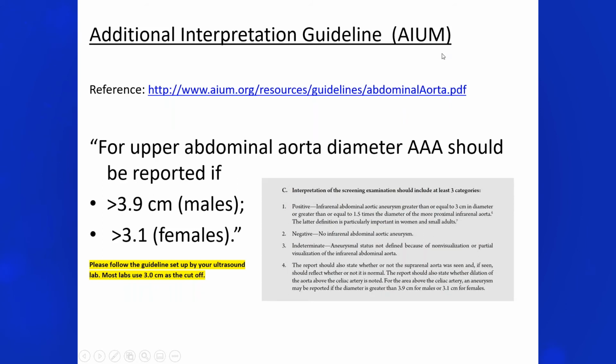In the AIUM guidelines, we have an interesting number. I just put it out here so that if you ever encounter it, you may not be confused. They talk about the upper abdominal diameter being reported as an aneurysm if the diameter in males is more than 3.9 centimeters, not 3.0, and in females more than 3.1. But a lot of institutions are just going with 3.0. I just put this in there so that in case you ever see this, you don't get confused. But even for the AIUM guideline, a mid and lower abdominal diameter of 3.0 or more is considered an aneurysm. It's just for the upper abdominal that they have slightly different criteria.